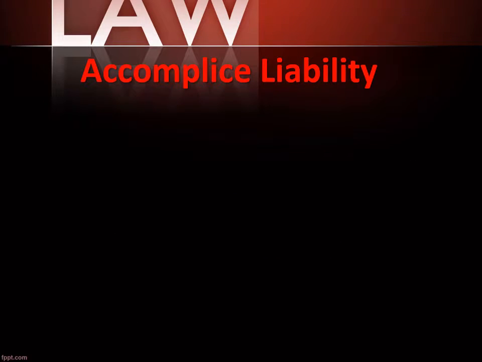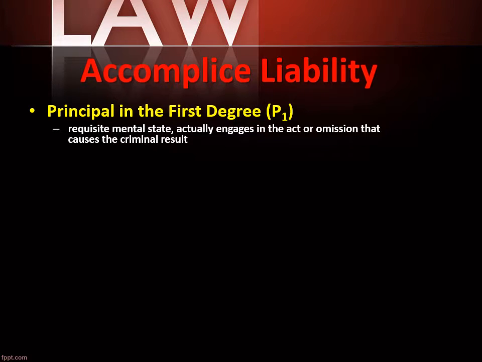Now, the next thing I want to look at is something very simple, accomplice liability. And there's many more than the four that I'm going to offer you, but these four kind of cover the biggies. The first is principal in the first degree, known as P1. P1 is a person with the requisite mental state who actually engages in the actions or omission to act that causes the criminal result.